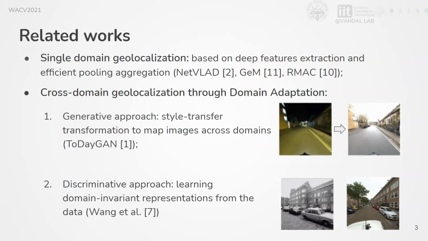Most works focus on the single domain task, while very few approach the cross-domain geolocalization, and as commonly done with datasets with the domain shift, the task is approached with domain adaptation methods. This is achieved through generative models, by transferring the style of the images, or through discriminative approaches, where the goal is to learn domain invariant representation.